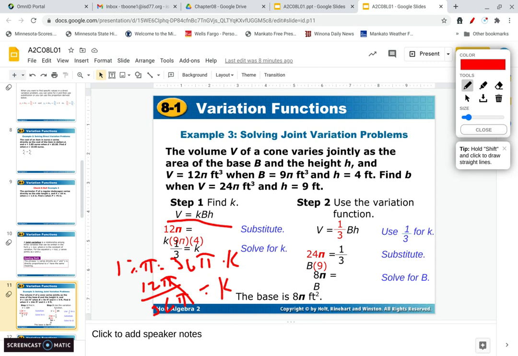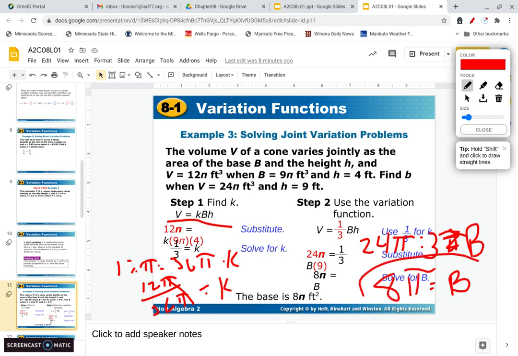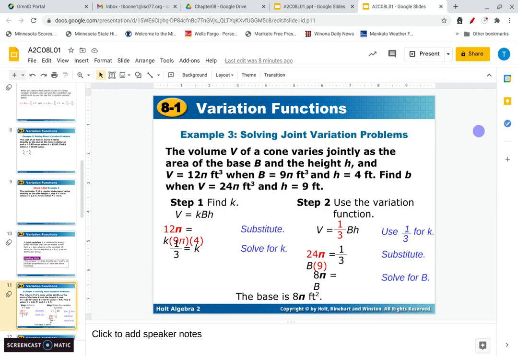So in this case, we would take 1/3 of 9. So we would have 24 pi is going to be equal to 3 times b. Sorry, not a pi, just 3 times b. So to find b, we just divide by 3. The area of the base, which is a circle, is going to be 8 pi. So you can use joint variation. That's kind of the trickier one because you have a couple variables operating on that.